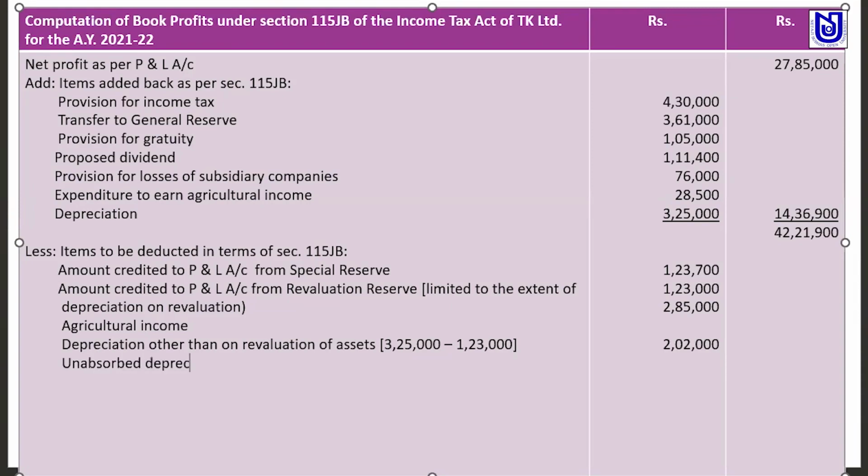Unabsorbed depreciation and brought forward loss, whichever is lower. So brought forward loss is 186 and unabsorbed depreciation 147. So unabsorbed depreciation is to be deducted. That is 1,47,000.